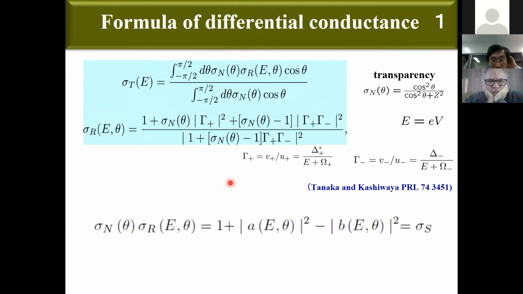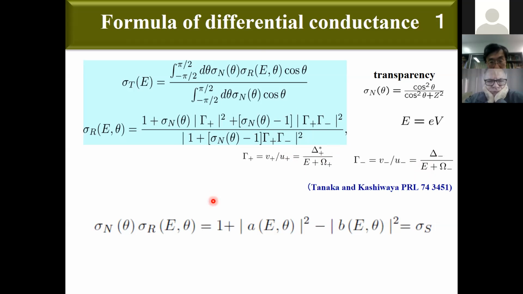So it is given like that. In this formula, the key parameter is sigma n. Sigma n is the transparency of the junction in the normal state, and also the energy and the effective pair potential felt by the quasi-particle on the Fermi surface. So then let's look at this equation in more detail.